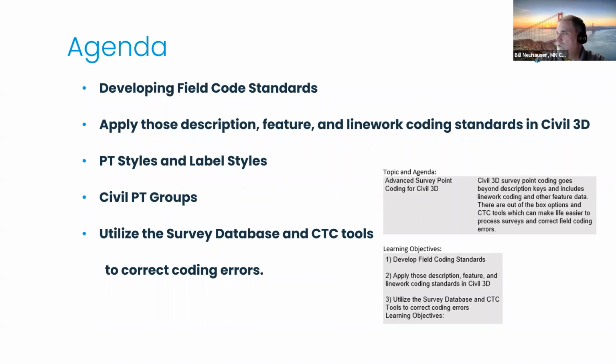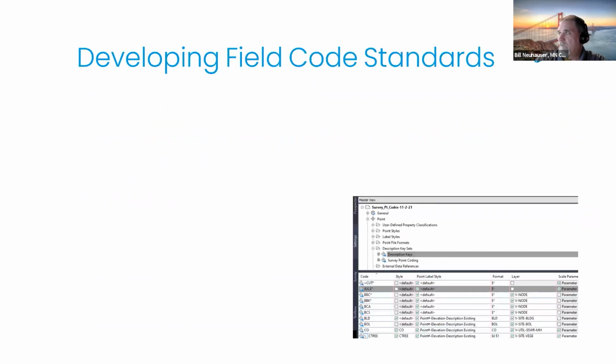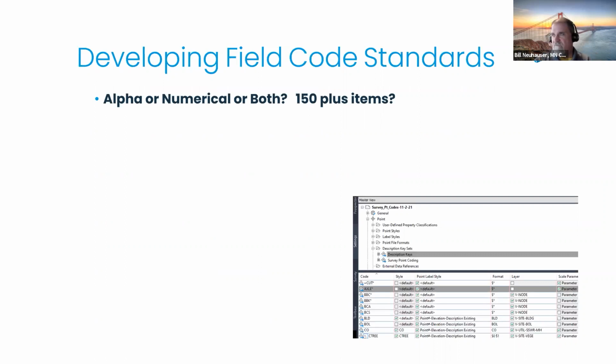So let's go ahead and continue on. Developing field codes. This is what your surveyors out in the field are going to type in to describe whatever it is they're looking at, standing on, or taking a shot on. We can do this in 3 different methods: alphanumerical, or both, kind of a hybrid method. And keep in mind, you want to keep this simple. That's the biggest thing about all this. I want this process to be as simple as possible all the way across the board, not just for the surveyors, but also your CAD operators.